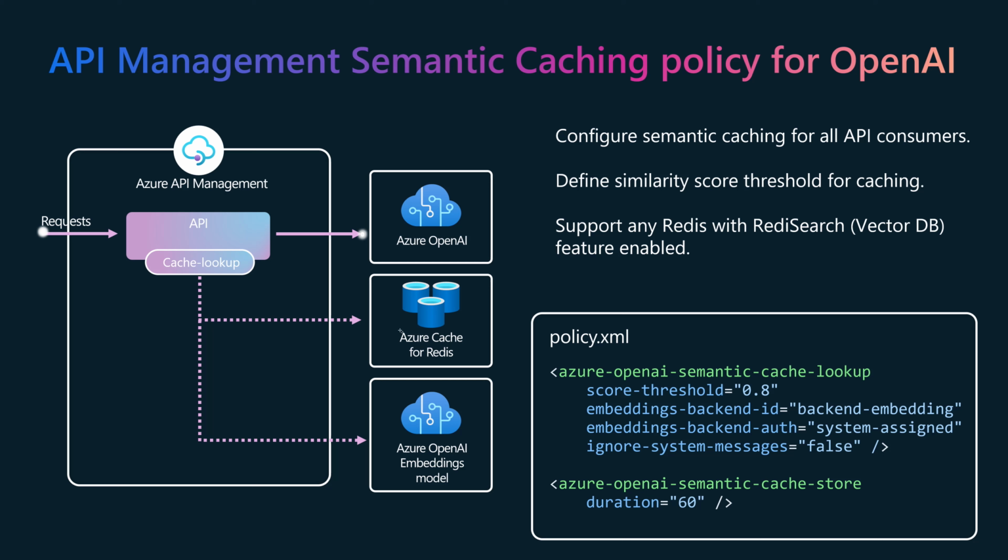When performing this search on Redis Cache, we can specify a score threshold, which is the distance between the user vector and the existing vectors.